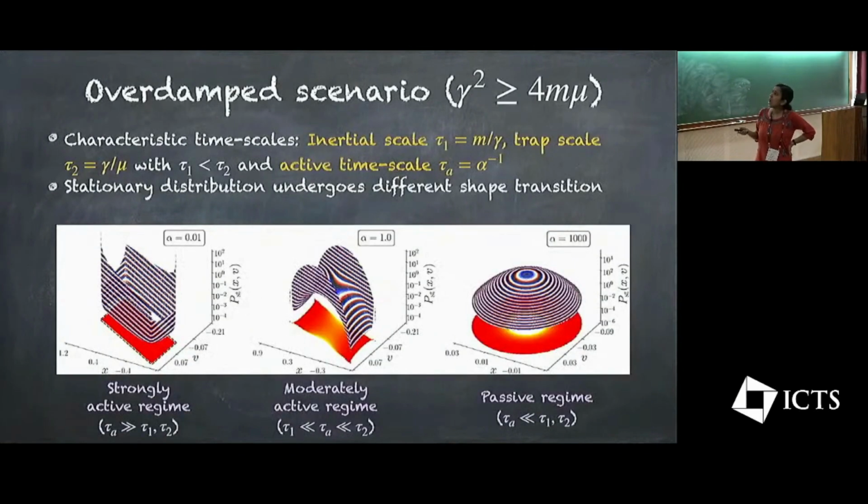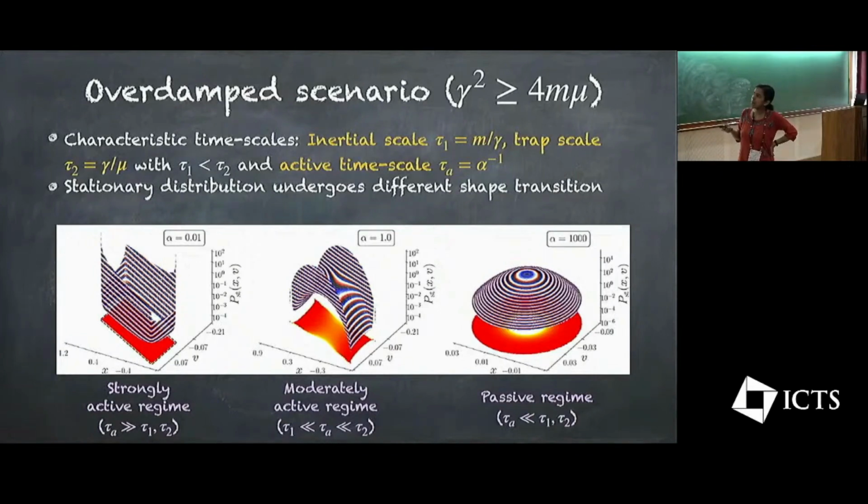Okay. And now we go over to the overdamped scenario, and in that case it turns out that there are three time scales now. One is the inertial time scale as before, and there is a trap time scale, gamma by mu. Tau 1 is always smaller than tau 2 for this overdamped case, and there is of course the active time scale. And in this case what we see is again a shape transition, but a very different kind of shape in the strongly active regime.